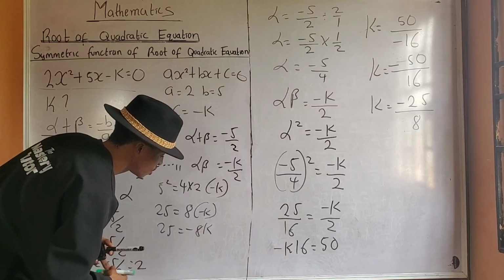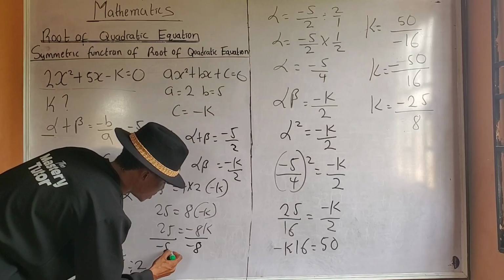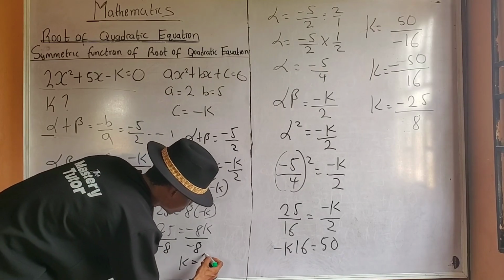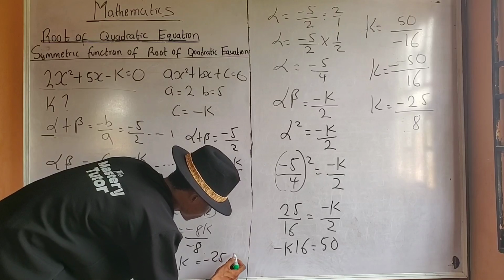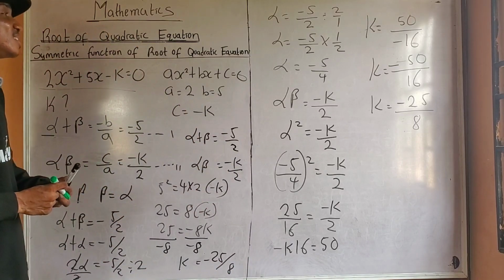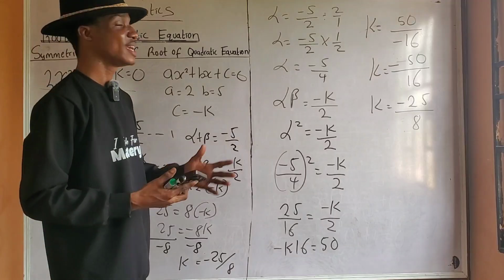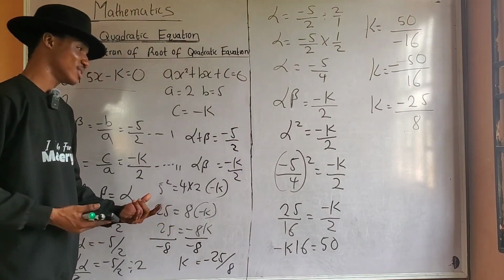To get the value of k, what are you going to do? Divide by minus 8. This over minus 8 and this over minus 8. So k is equal to negative 25 all over 8. Do you understand? So if the question did not specify that you use this or this, you can just make use of this method.